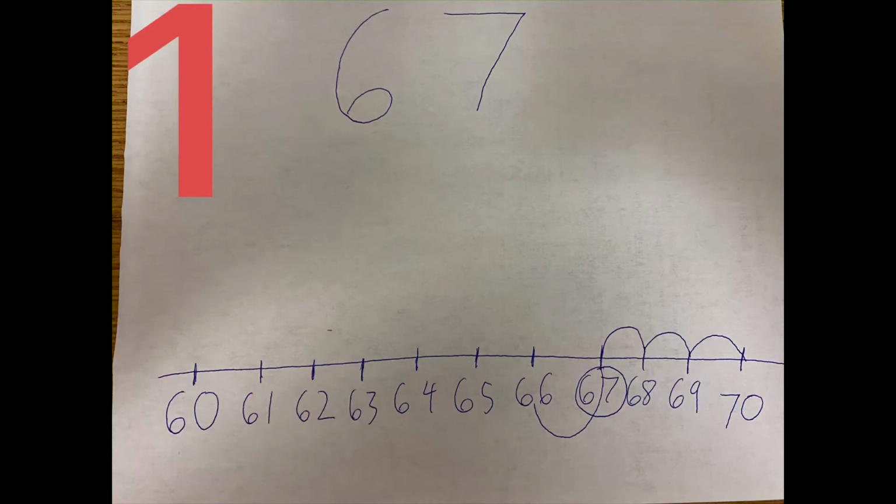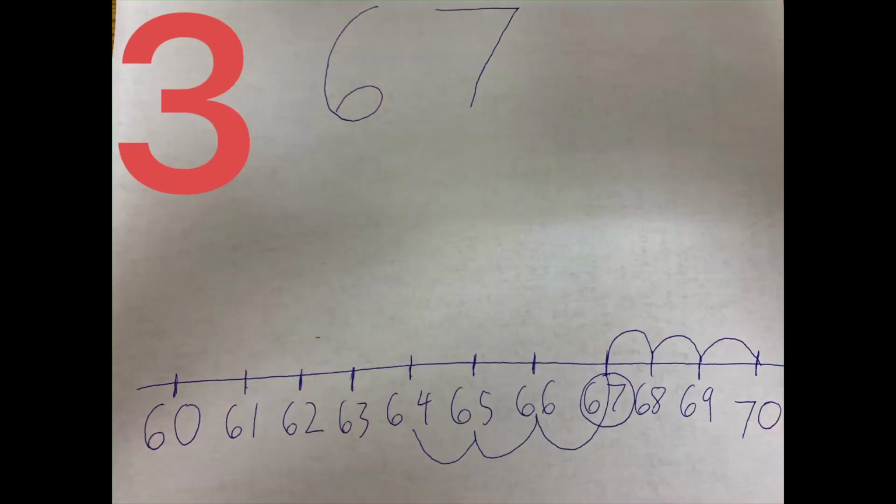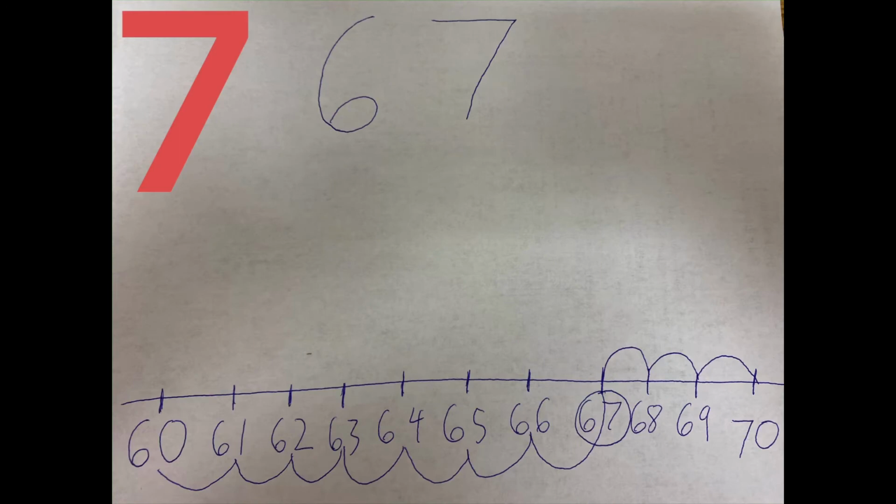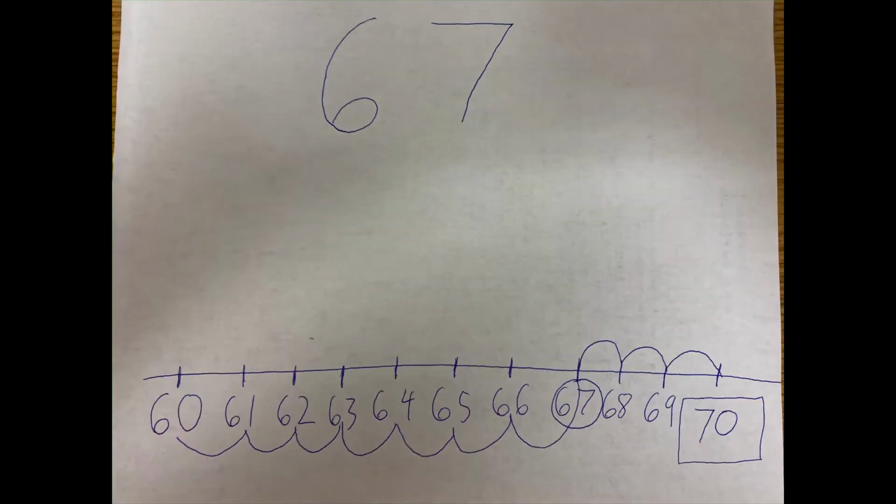Now let's go back to 67 and count the spaces between 67 and 60. Ready? 1, 2, 3, 4, 5, 6, 7. There are 7 spaces between 67 and 60. Remember, there were only 3 spaces between 67 and 70. So when you round 67 to the nearest 10, you get 70. Great job rounding to the nearest 10, everybody.